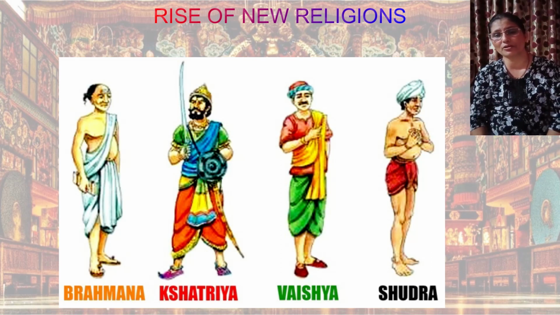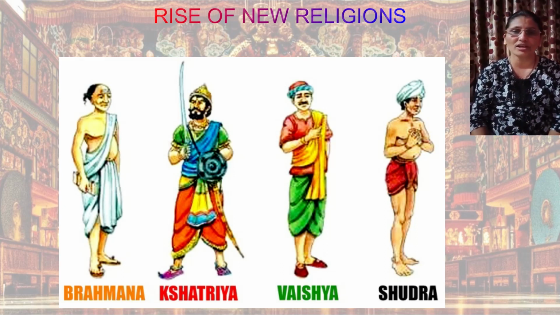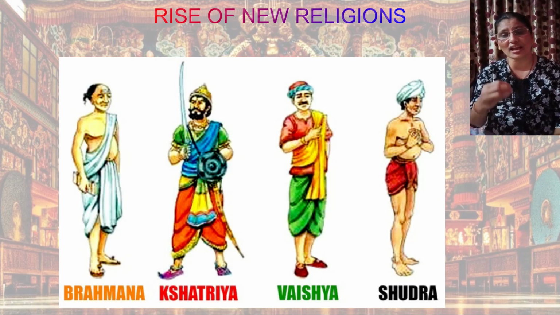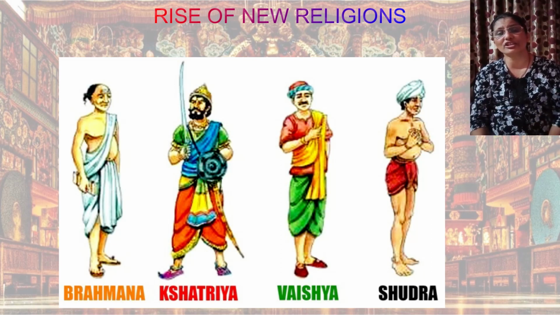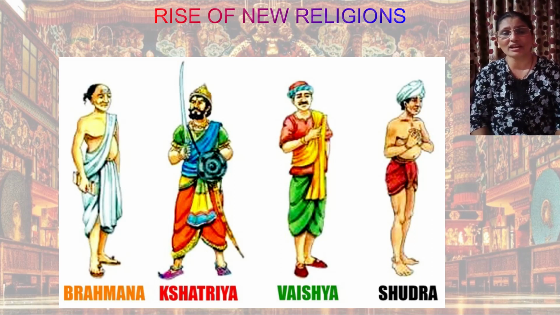After the Brahmins, we have another Varna called Kshatriyas. They too became powerful and strong. As a result of this, republics emerged. Republics here means the small states. So we can say Kshatriyas became the reason for the emergence of new religions, as they were against the Brahmins.